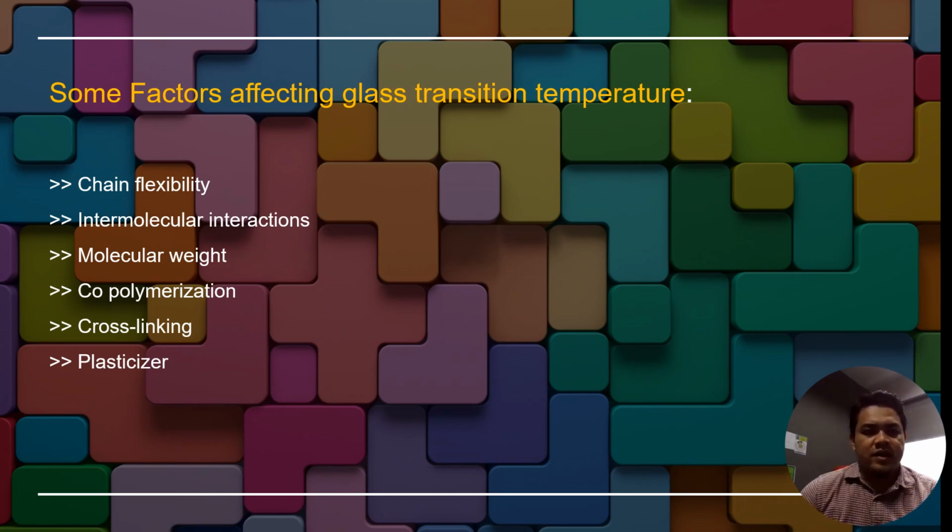Okay, from the slide, they have six factors that affect the glass transition temperature. Okay, factor number one is about chain flexibility. Number two is about intermolecular interactions. Number three is about the molecular weight. Number four is about the copolymerization. Number five is about the cross-linking. Number six is about a plasticizer. So from the six factors, all the factors have different characteristics.